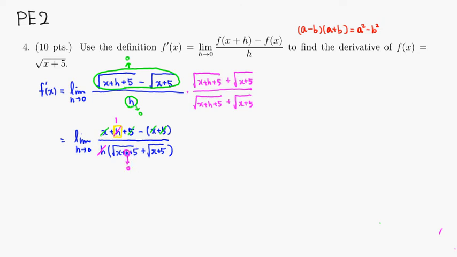So what's left is 1 on top, and you have square root of x plus 5 plus another square root of x plus 5. So it's 2 times square root of x plus 5. So that's the derivative of f of x. That's it. I hope that this was clear.